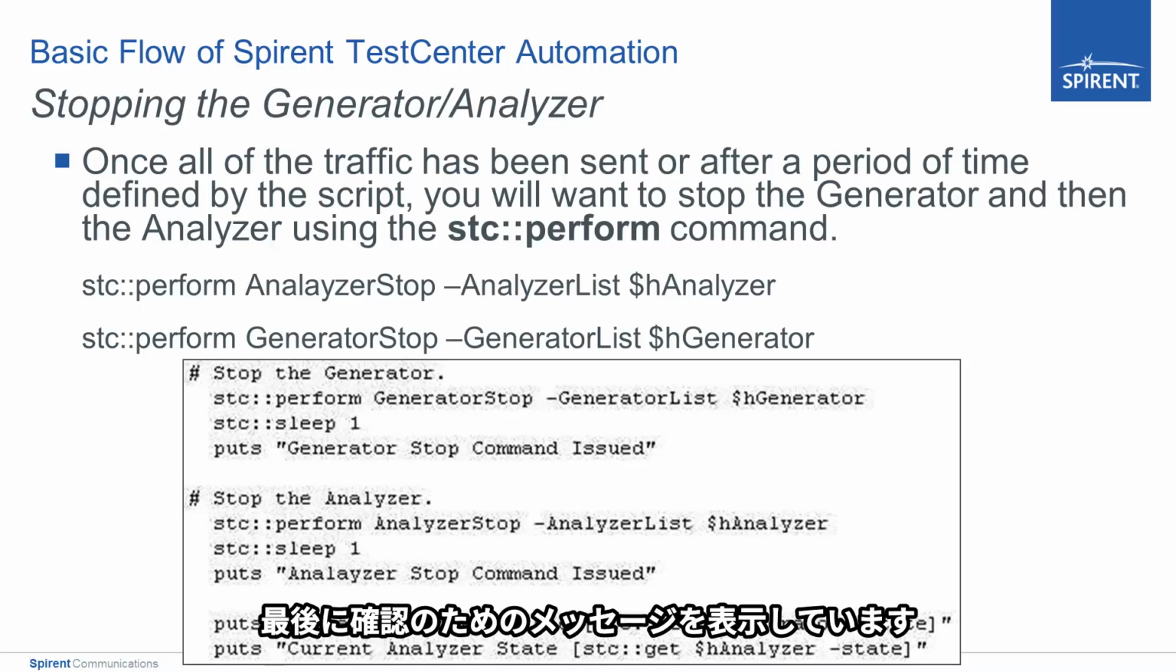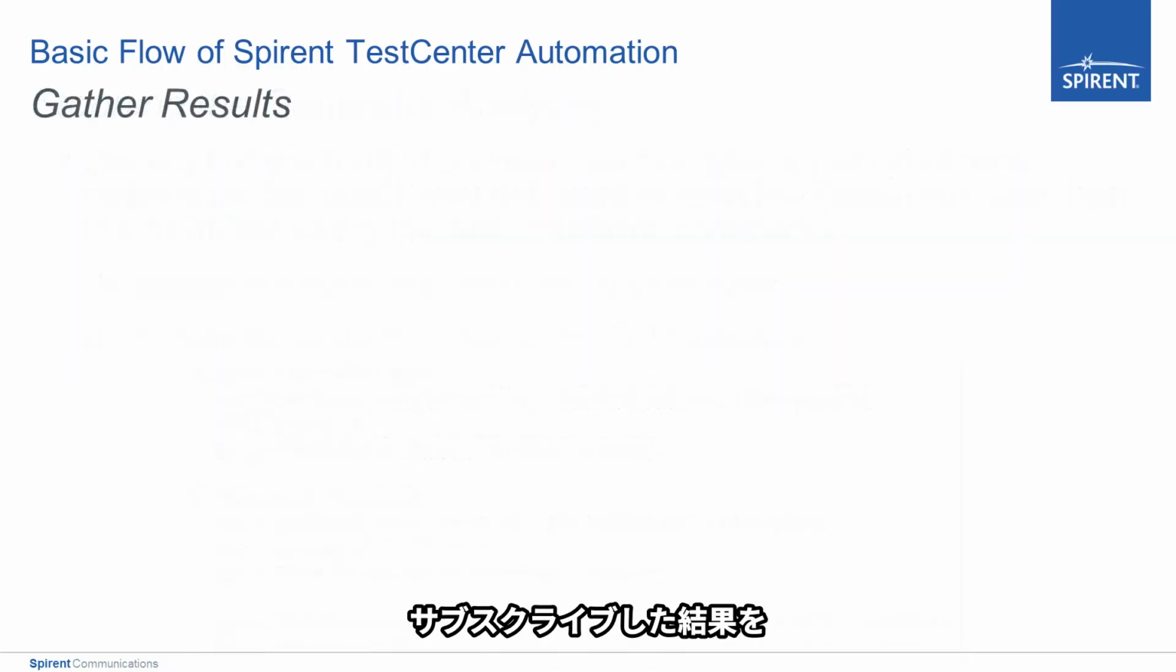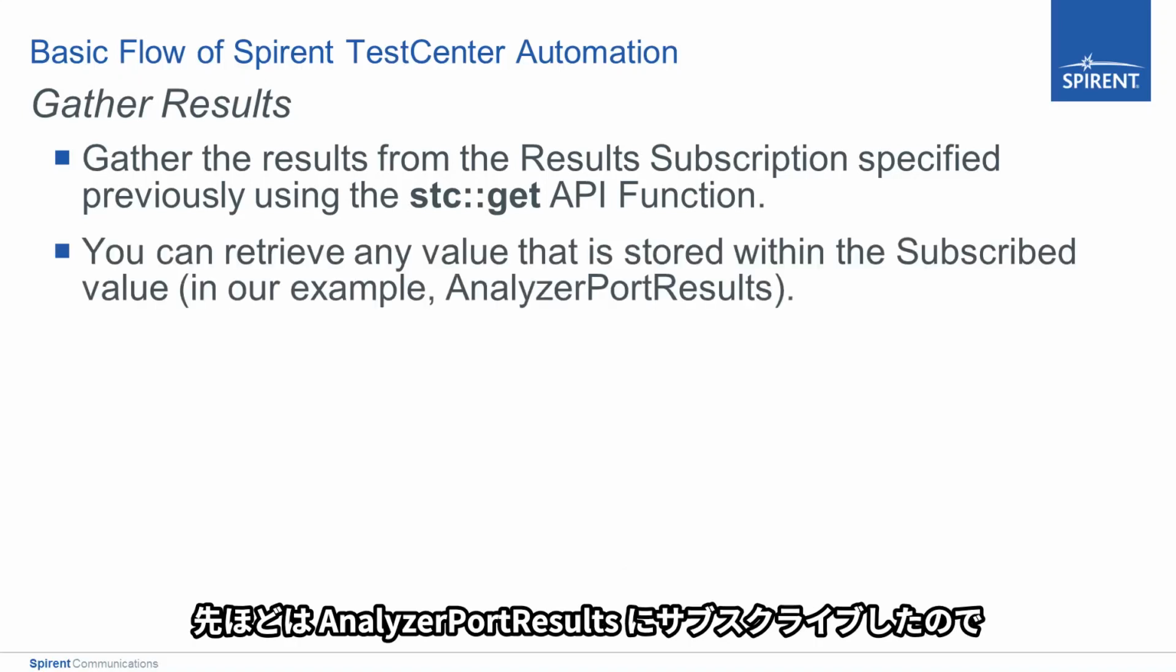And then at the very bottom, we're just going to check and display to the screen the current state of the generator and analyzer. Now we want to gather the results. We will gather them from the results subscription specified previously using the STC get API function. You can retrieve any value that is stored within the subscribed value.